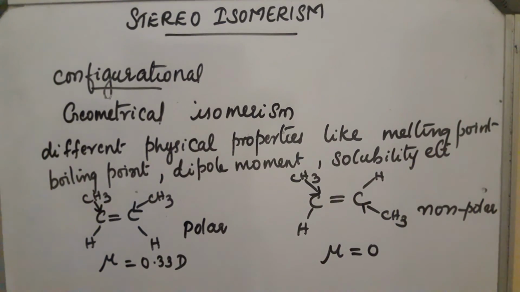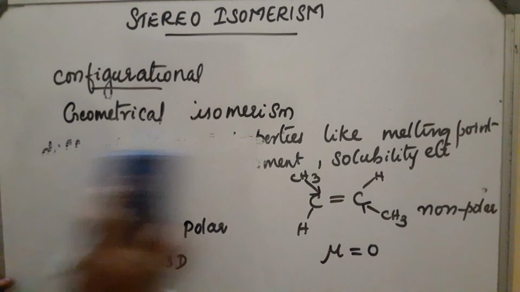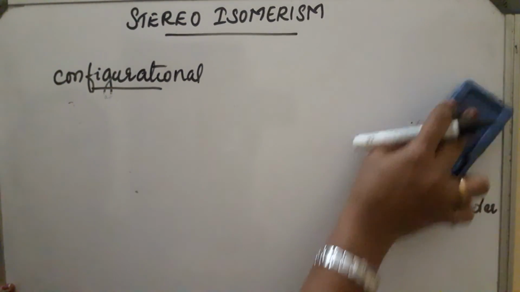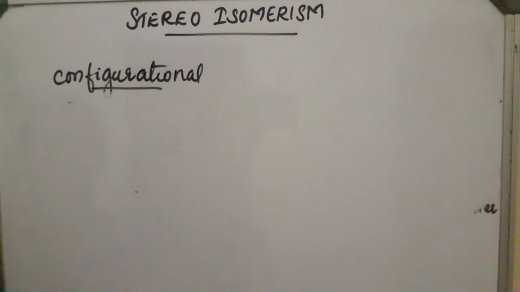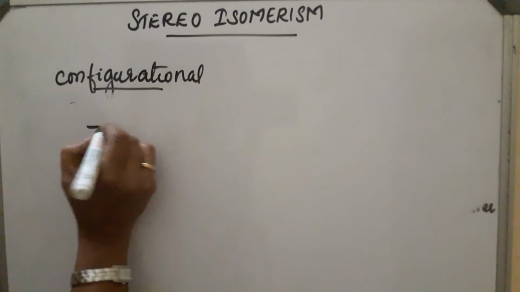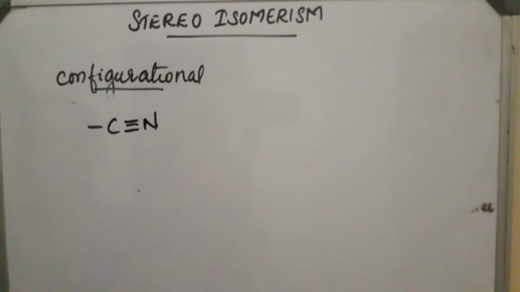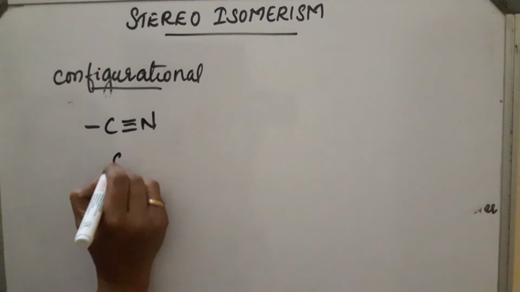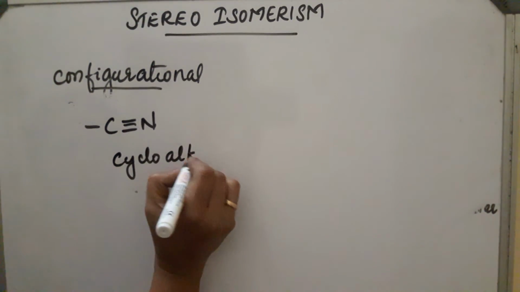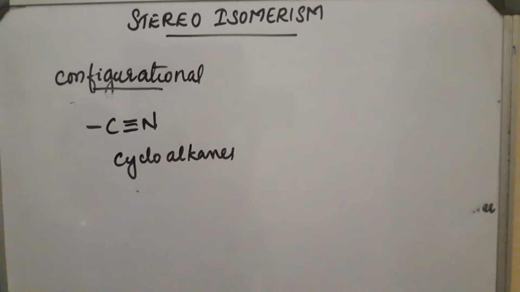So this is in the case of C double bond C in alkenes. This isomerism also occurs in the case of C double bond N, and in certain alkanes like cycloalkanes, where we can also see restricted rotation. In the case of C triple bond N, we can see that there is restricted rotation. Also, in cycloalkanes, due to the ring structure there is restricted rotation. So such compounds also show geometrical isomers. This much about geometrical isomers.